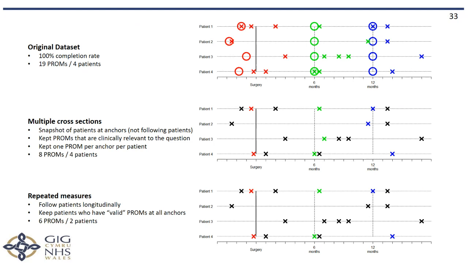And finally, bottom chart there, if we wanted to actually follow patients with time, we'd need to keep only the patients with valid PROMs at the anchor points that we're interested in. And this would be kind of like a repeated measure study, which would be stronger. But then we end up with 6 PROMs from 2 patients. So even with a 100% completion rate in the original data set, in this example, we've gone from having 19 PROMs from 4 patients to only using 6 PROMs from 2 patients.